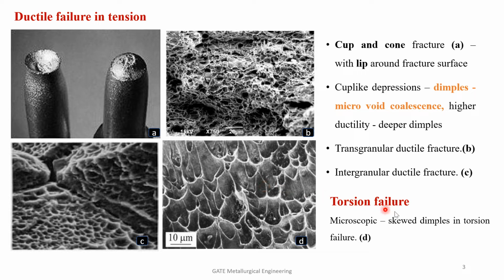And suppose we are subjecting the material to torsion or twisting failure, dimples can be observed, but we should see that these dimples are elongated, also known as skewed dimples. So that is what happens in case of ductile fracture in tension and torsion failure.